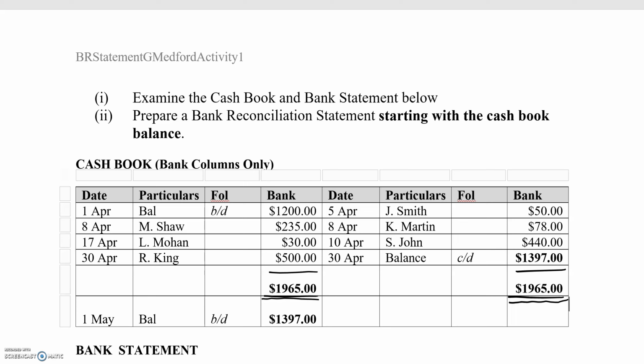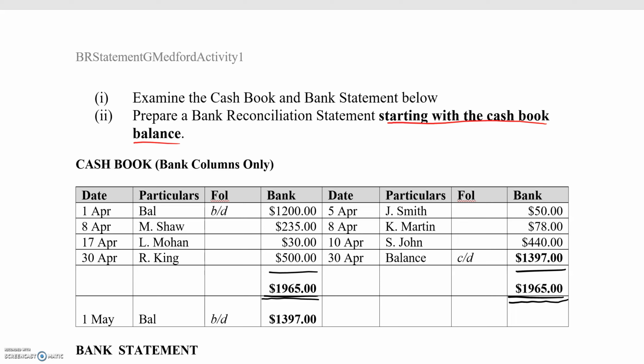So for part 3, we're going to look at a worked example of the preparation of the bank reconciliation statement. The question says, examine the cash book and bank statement below. Prepare a bank reconciliation statement starting with the cash book balance. And if we recall part 2, we said that we could start with the cash book balance or with the bank statement balance. So in this question, they are actually asking us to start with the cash book balance.